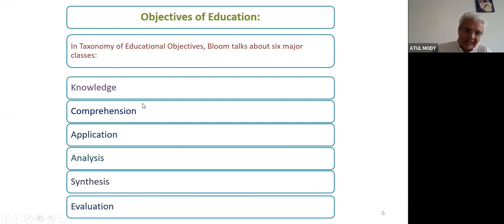So what you call higher order thinking skills actually are the five. Number 2 to number 6 would go as higher order thinking skills. And unfortunately, that's not the focus of our mainstream education.